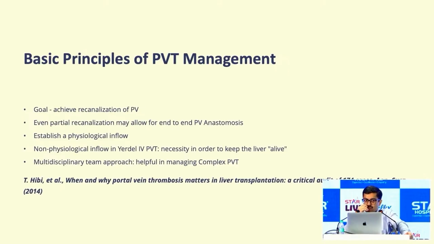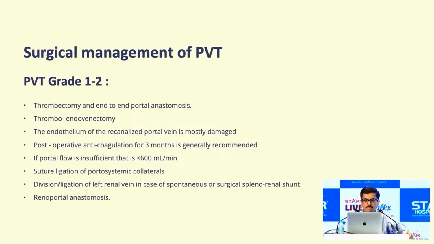Now, what are the goals? What do we want to achieve? Adequate portal flow. The best way is to somehow recanalize the portal vein, either preoperatively using a TIPS, or on the basis of scans, you can assess whether you can do a complete thromboendarterectomy, or you can somehow get a physiologic flow coming in through the splanchnic circulation. And for this, it is very important to have a multidisciplinary team with involvement of the surgeon, hepatologist, and interventional radiologist working together to make sure the decisions are made well when you are managing a complex portal vein thrombus.